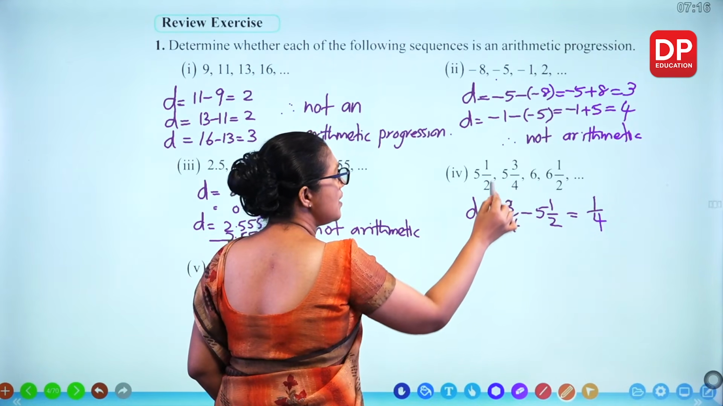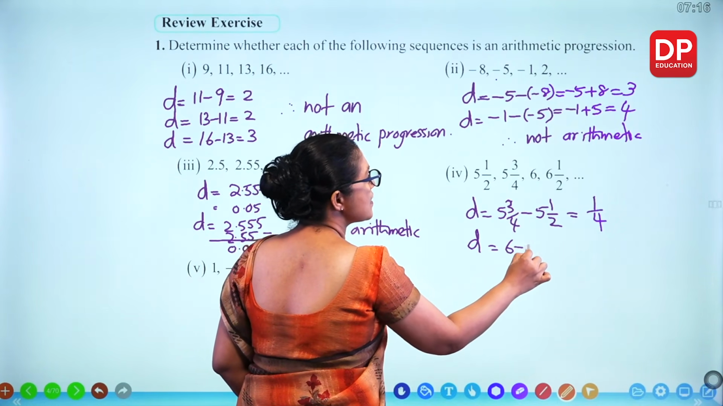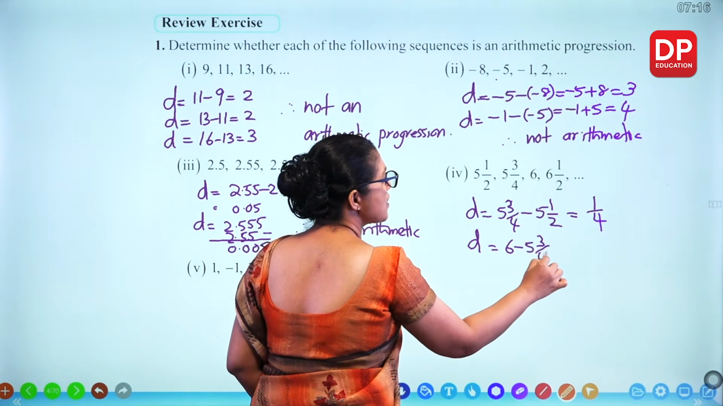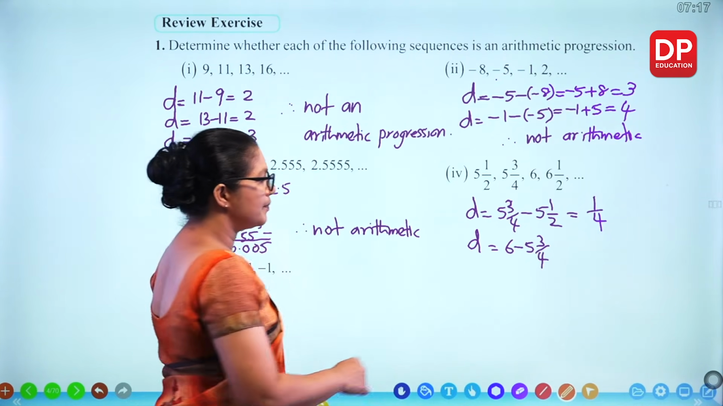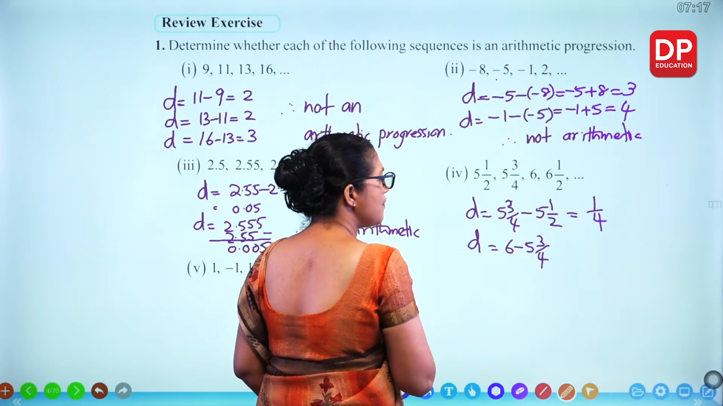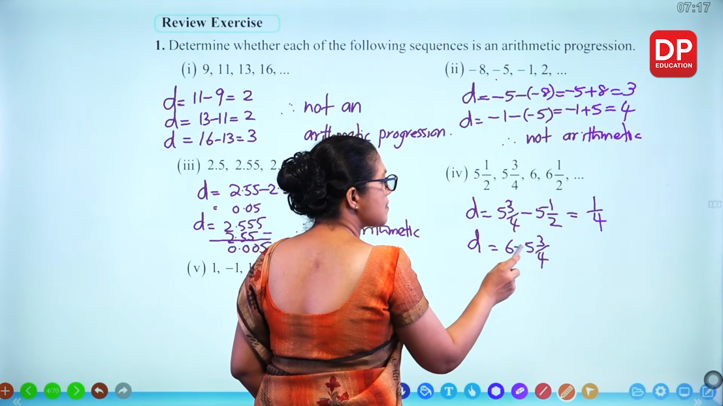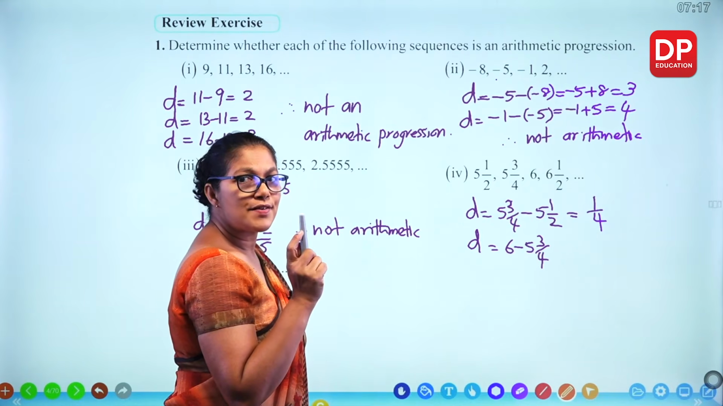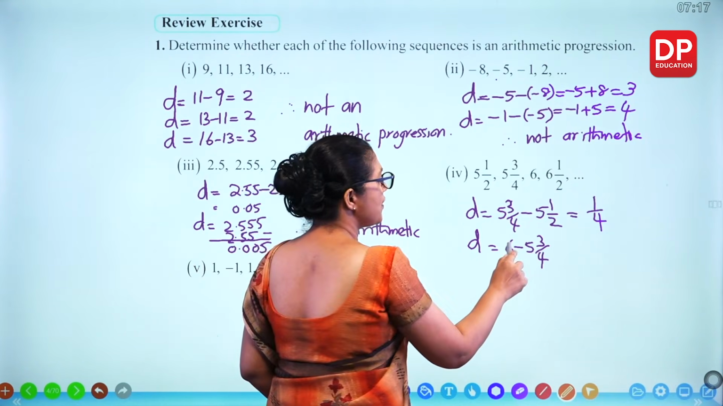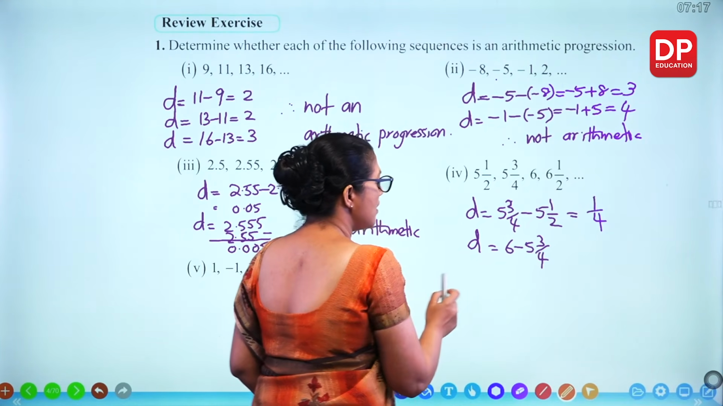When you take this one, 6 minus 5 3/4. So what's the value? You have to convert. I'll take 6 minus 5 and 4 minus 3. You get 1/4 here, but extra.